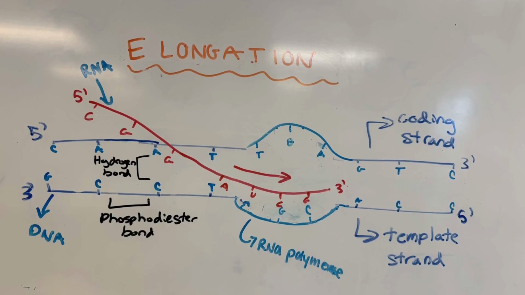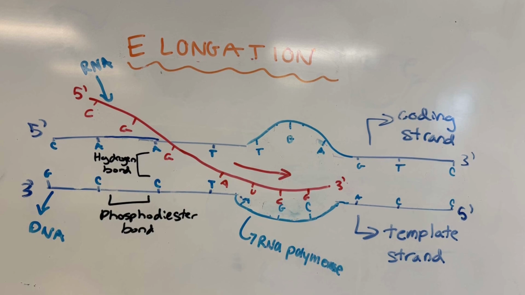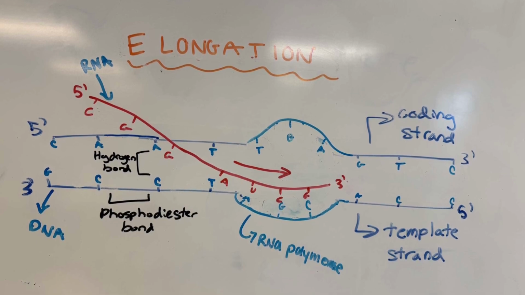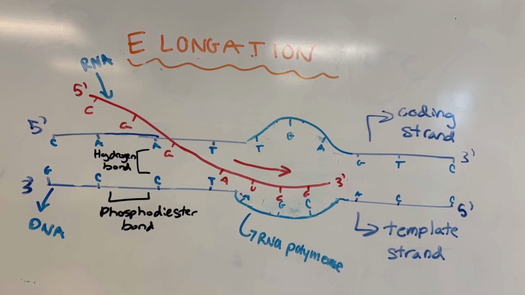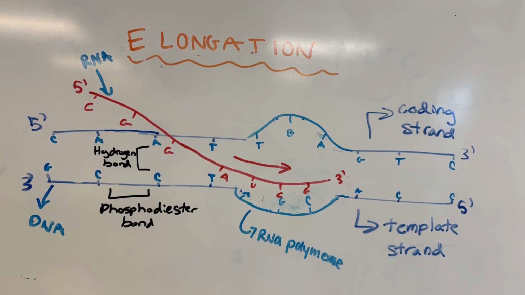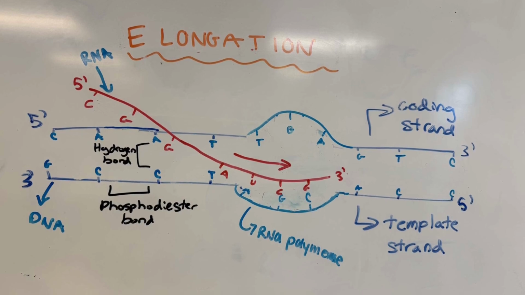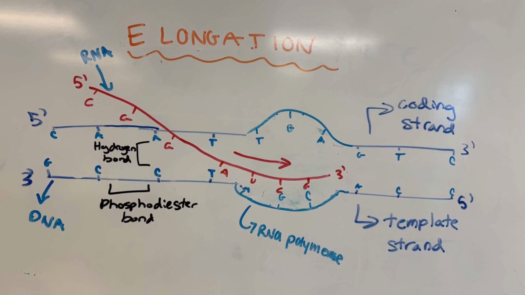After initiation is elongation. This is when RNA polymerase starts synthesizing the mRNA, which gets synthesized in the 5' to 3' direction. In terms of bonds, there are phosphodiester bonds between the nucleotides on both DNA and RNA strands. Hydrogen bonds form between the base pairs, either DNA and DNA pairings or DNA and RNA pairings.